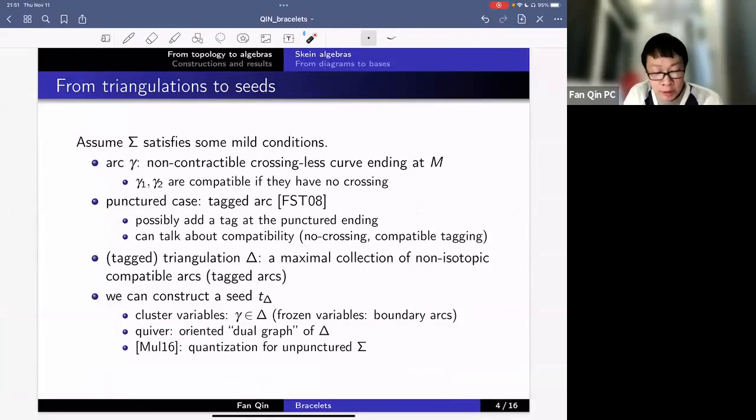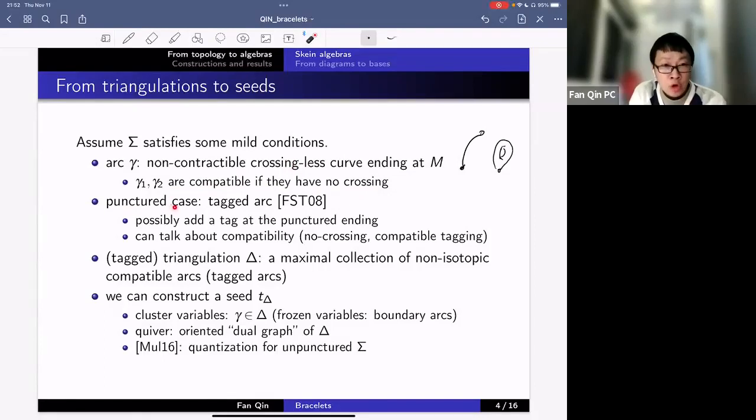Okay, let me now talk about the cluster algebras. So assume that the surface satisfies some very mild conditions, and basically I want that the surface admits a triangulation. By an arc, I mean something which is not contractible and which has no crossings. So this is a curve ending at the marked point. An arc takes this form. Either it is like this, or it might be like this, but there is some hole here so that you cannot contract it. And we say two arcs, or even two curves, are compatible if they have no crossing.